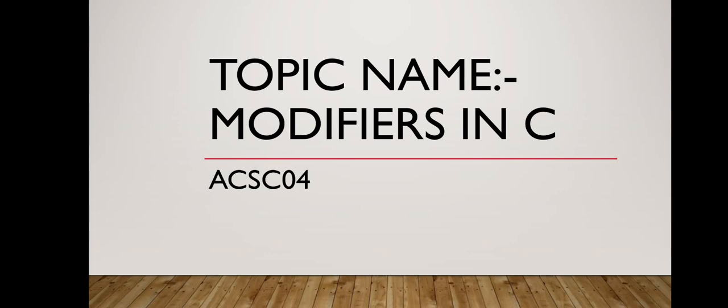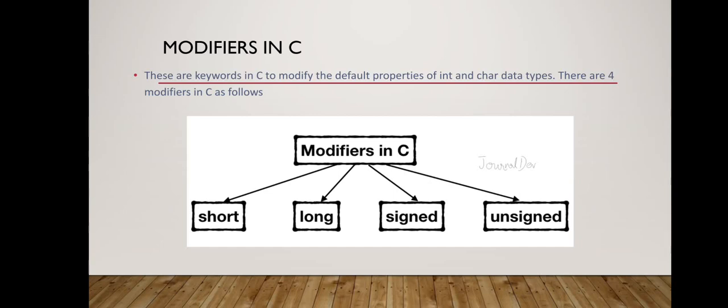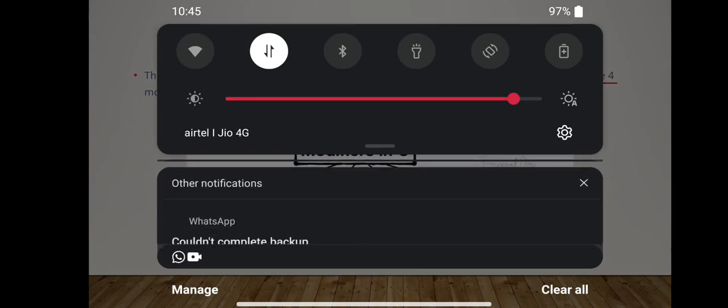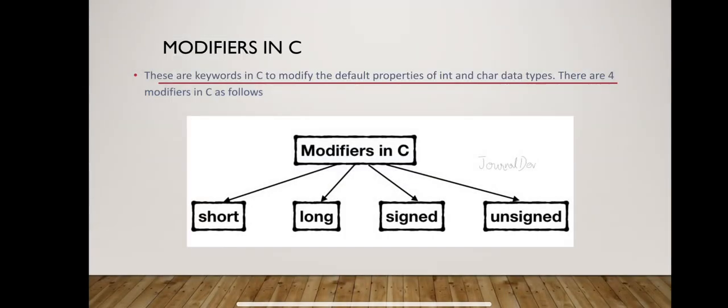This is my topic name, sir. Modifiers in C. These are keywords in C to modify the default properties of int and char data types. There are 4 modifiers in C as follows: short, long, signed, and unsigned.